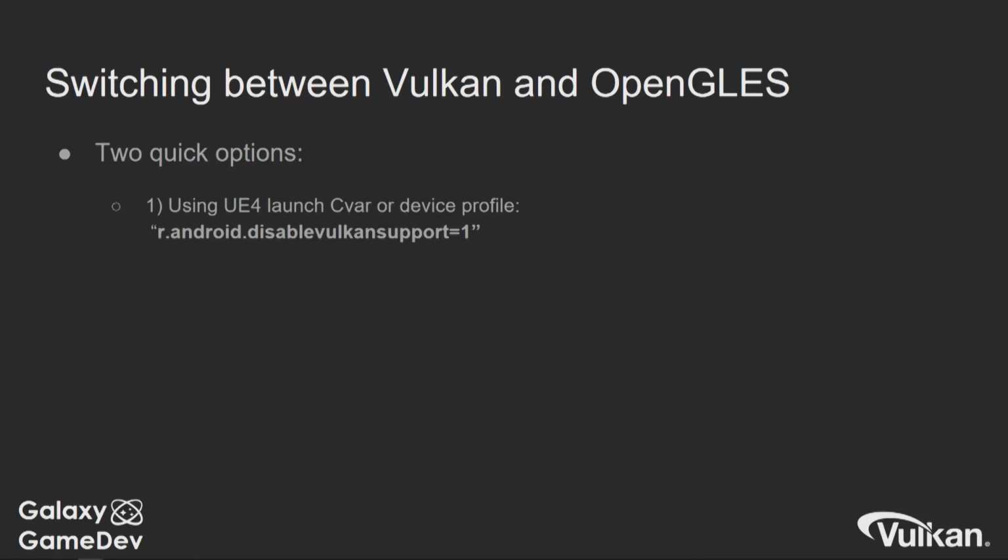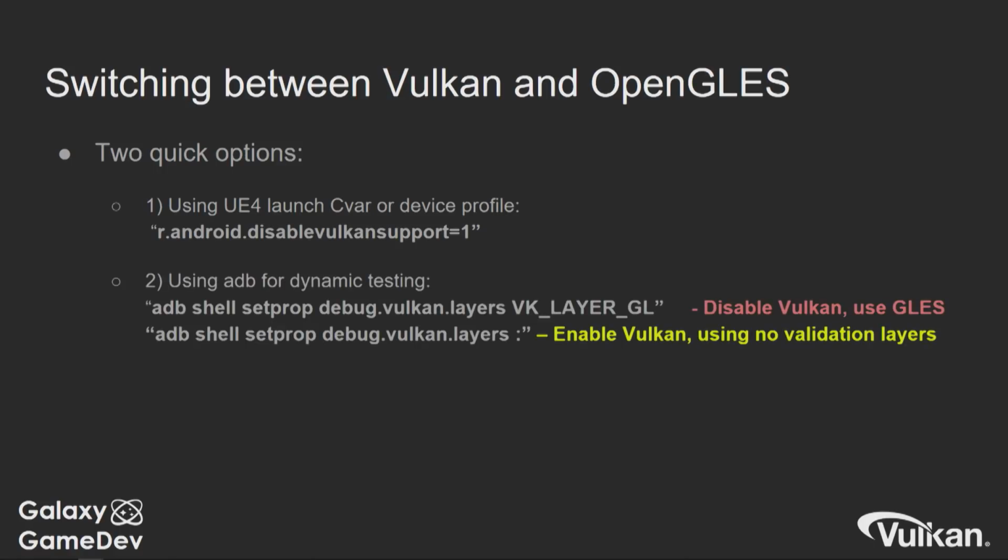The first is to modify a console variable in the device profile, and r.android.disable Vulkan support will ensure that the Vulkan API does not get used for that specific device profile. This again is mostly used for device compatibility if you know that you're targeting some devices that don't support Vulkan. But it can also be used to create an OpenGL profile version of your title if you need to test that.